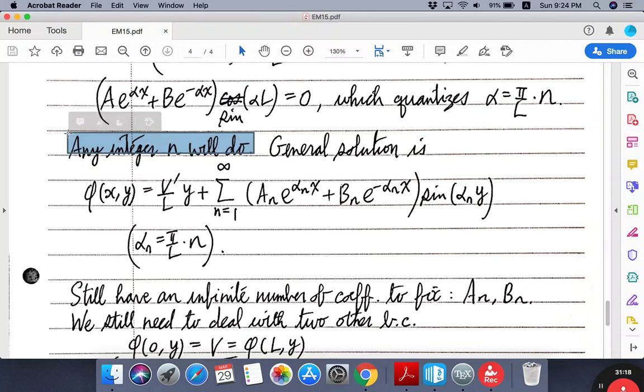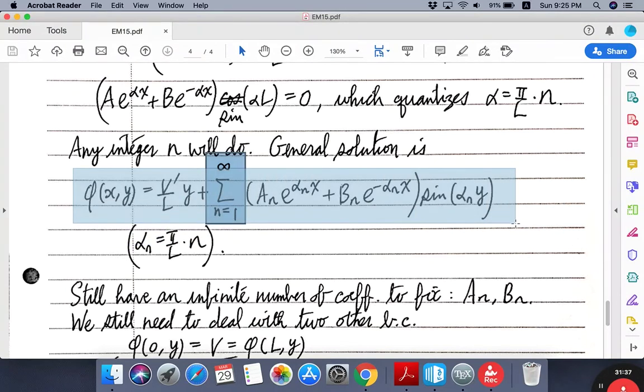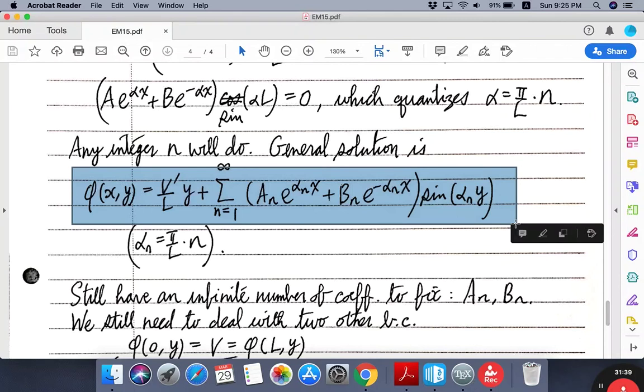Any integer will do. Now, what that means is that you actually have to take a summation over all possible integers of n. Okay, so now we are able to write down a solution to the Laplace equation in this general form, as a linear combination of many possible solutions.